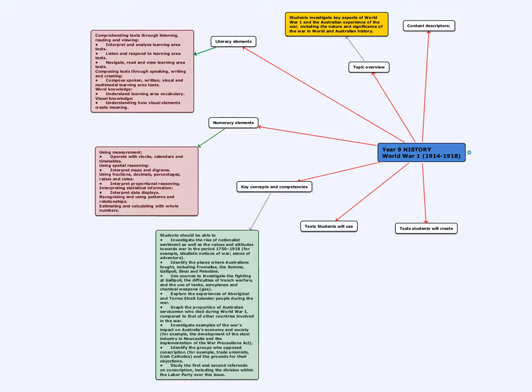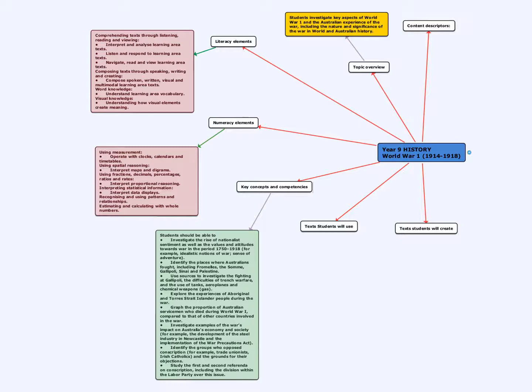The literacy elements within this topic will have the students comprehending text through listening, reading and viewing. They will compose text through speaking, writing and creating, and develop the students' word knowledge as well as visual knowledge.